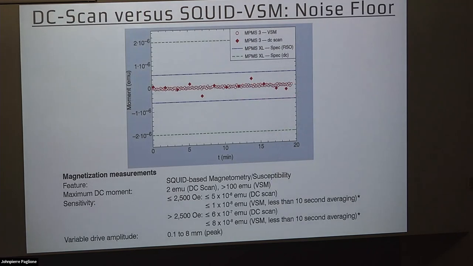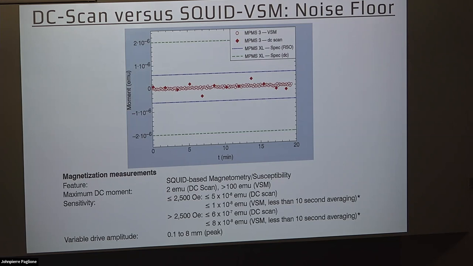So a little bit of comparison here. The old generation MPMS had sensitivity levels on the order of micro EMU. The RSO was able to improve that to better than a micro EMU. And the MPMS-3, not only because of the way we measure, but the fact that we went to a DC SQUID, dramatically improved the sensitivity limit. The VSM mode always beats out the DC scan mode. And another nice thing about the VSM mode, again, we can measure up to 100 EMU or so. DC scan mode is limited to about 2 EMU or so.